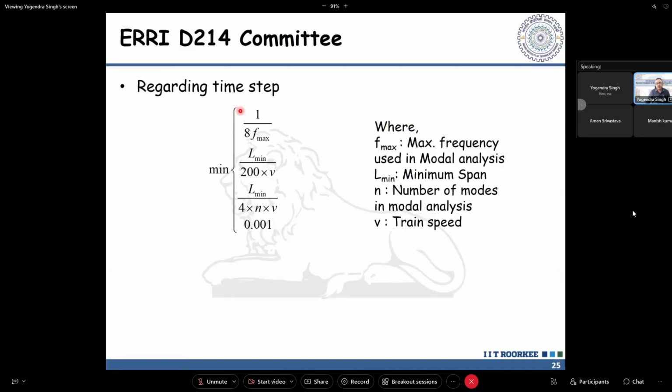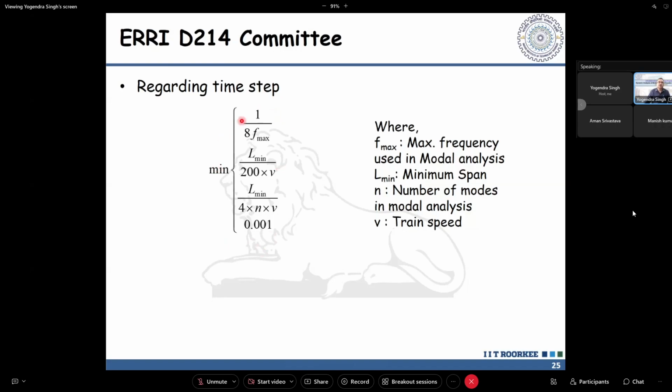Now, another important point related to our modeling is selecting the time step of integration, because the results are very sensitive to the time step of the integration. The time steps which we commonly use in earthquake time history analysis are much larger than the time steps which are required here. So one guideline is available in literature, the ERRI D214 commentary report, where some guidelines are given.